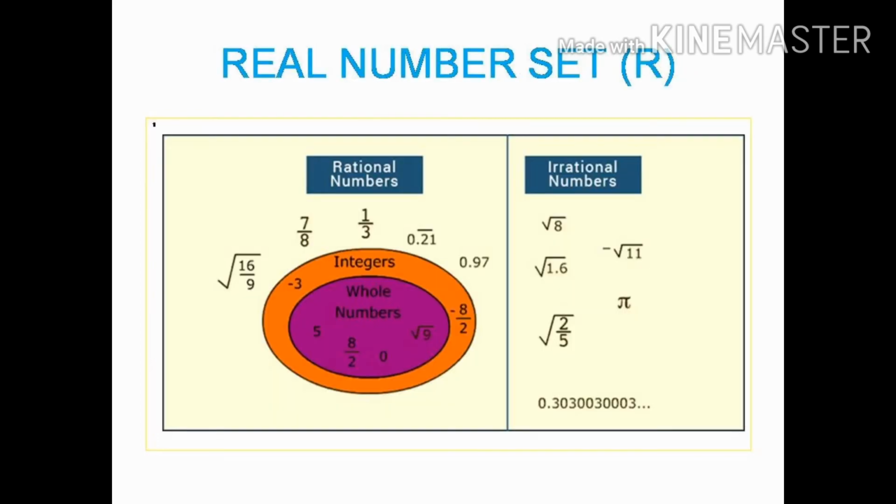Root 1, root 4, root 9, root 16, these all give you perfect square values. Those come under rational numbers. Root 2, root 3, root 5, root 6, root 7, root 8, all these come under irrational numbers because they are non-terminating and non-repeating decimals. Okay, so this is what we should learn about irrational numbers.